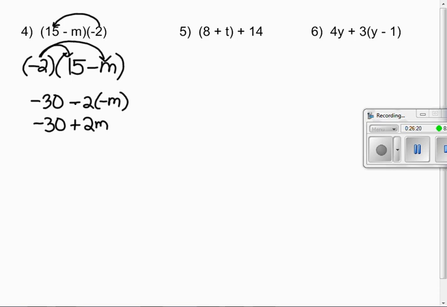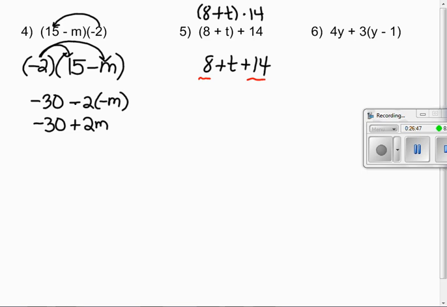Is the next one distributive property? For this to be distributive property, it would have to be 8 plus T times 14. It's not times, is it? Plus. So we can just get rid of the parentheses. It's 8 plus T plus 14. Can I add any of those?